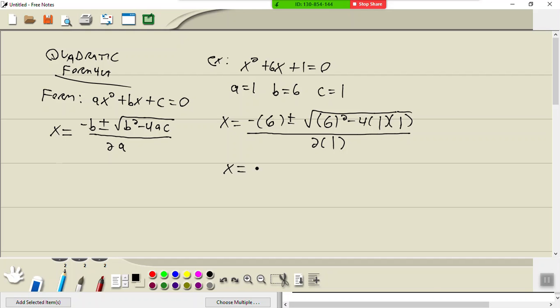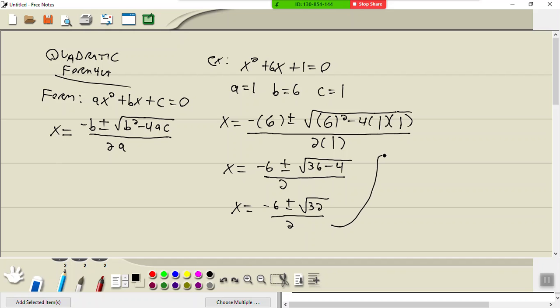And then you simplify. So we get negative 6 plus or minus the square root of 6 squared, which is 36, minus 4 times 1 times 1, which is 4, over 2. Which gives us negative 6 plus or minus square root of 32 over 2. Always want to simplify your radicals if you can. So we've got 32, which is 2, 4, 8, 16, 32, five 2's.